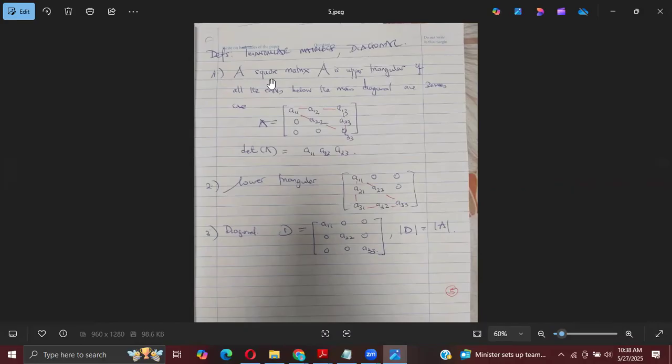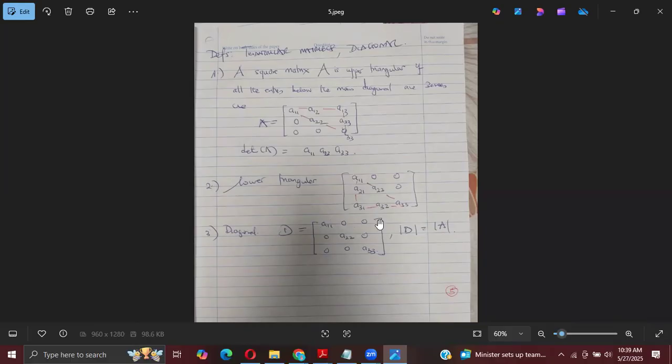A square matrix A is upper triangular if all the entries below the main diagonal are zeros. The main diagonal is A11, A22, A33, for a 3 by 3 case, of course. You can see the upper part forms a triangle, so it's an upper triangular matrix. A lower triangular matrix has zeros above the main diagonal. So the lower part is lower triangular. And a diagonal matrix is both upper and lower, so it's basically zeros below and above the main diagonal. The matrix will be called a diagonal matrix.